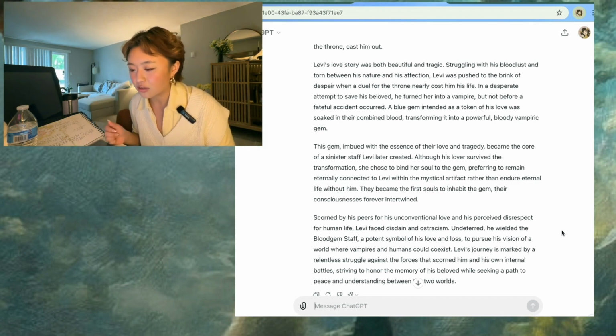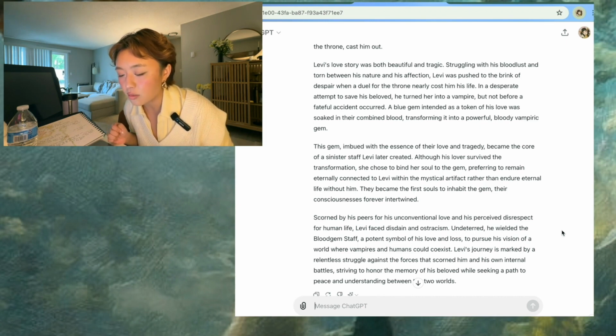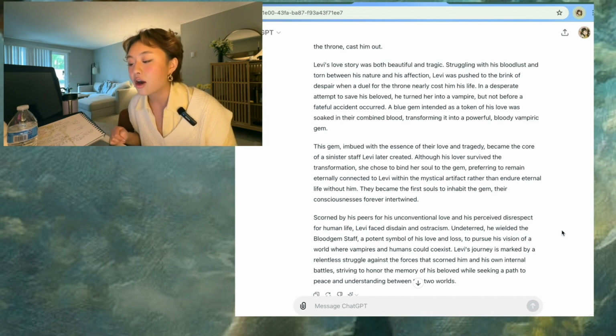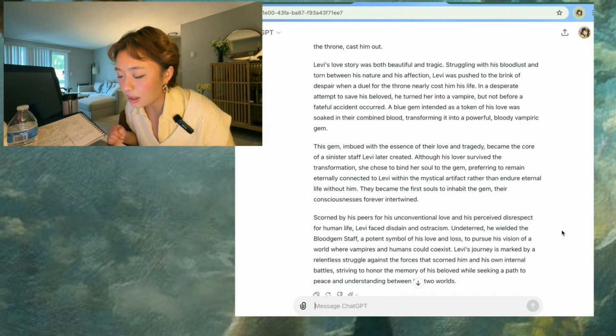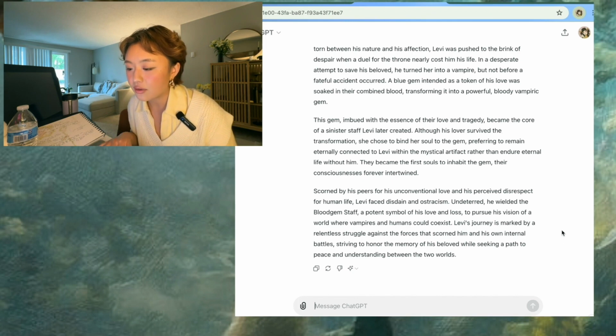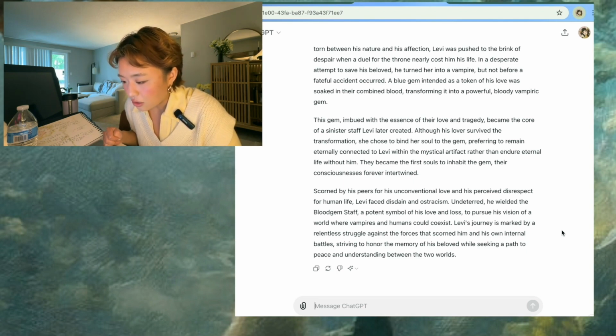Although his lover survived the transformation, she chose to bind her soul to the gem, preferring to remain eternally connected to Levi within the mystical artifact rather than endure eternal life without him. They became the first souls to inhabit the gem, their consciousness forever intertwined. Scorned by his peers for his unconventional love and his perceived disrespect for human life, Levi, undeterred, wielded the blood gem staff, a potent symbol of his love and loss, to pursue his vision of a world where vampires and humans could coexist. Levi's journey is marked by relentless struggle against the forces that scorned him and his own eternal battles, striving to honor the memory of his beloved while seeking a path to peace and understanding between the two worlds.